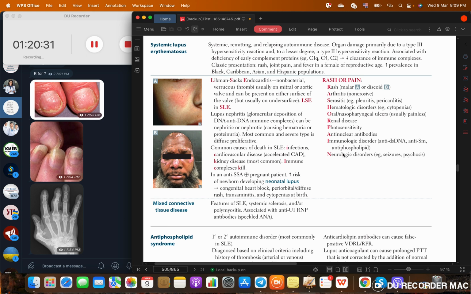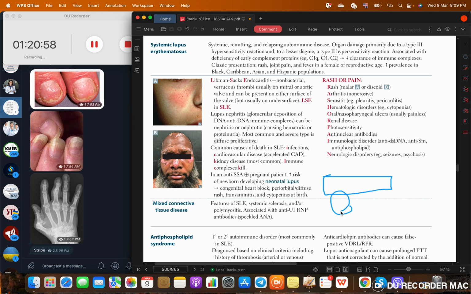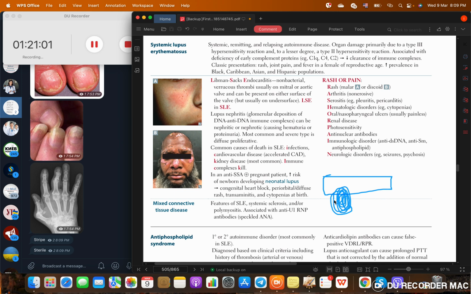Okay, so it can lead to endocarditis, but the endocarditis goes as Libman-Sacks endocarditis. It's kind of special. Why? Because it's not due to a bacteria. So it's a non-bacterial verrucous thrombi, usually on the mitral or the aortic valve. It's quite interesting because normally endocarditis is going to affect only one side. Yes, it's sterile. Normally endocarditis affects one side, but in case of Libman-Sacks, it can affect either side of the valve.